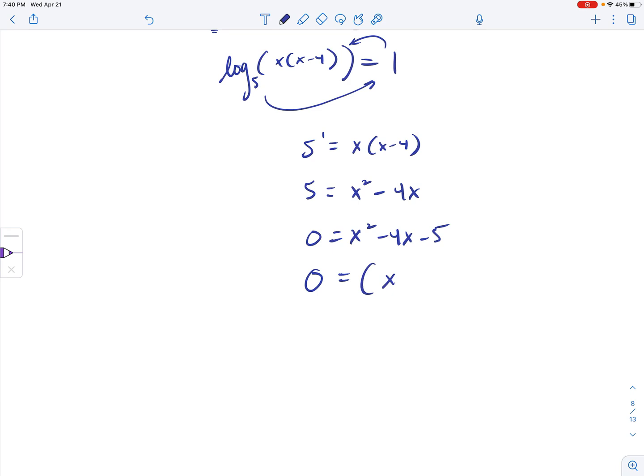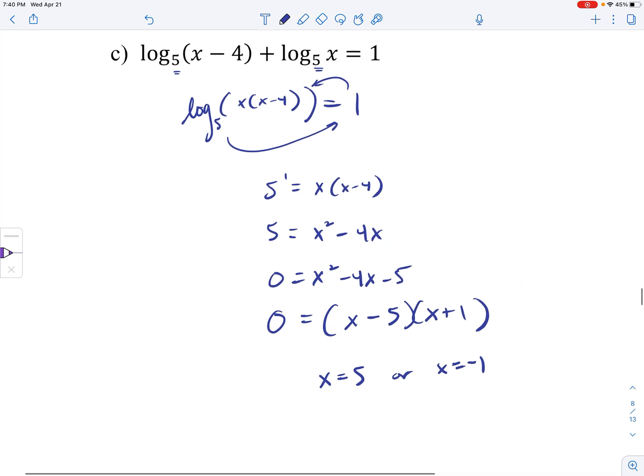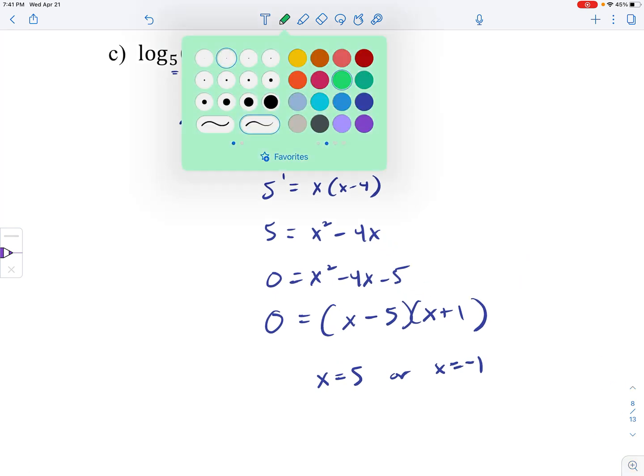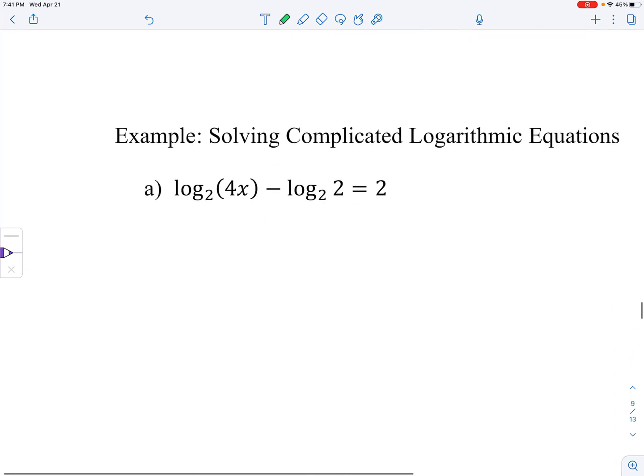So factoring here, x minus 5 times x plus 1, then x equals 5, or x equals negative 1. But negative 1 does not actually work. So x equals 5 is our only solution. And sometimes equations can have no solutions too, so you want to make sure you're checking both.